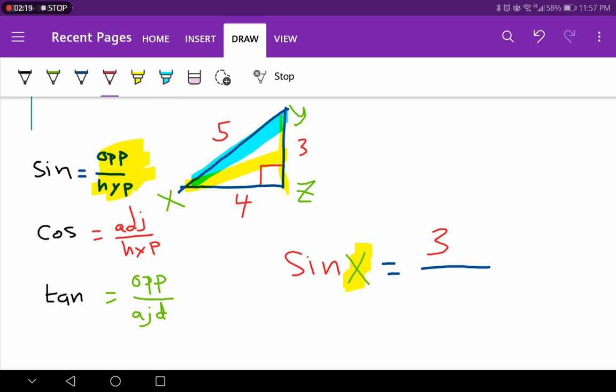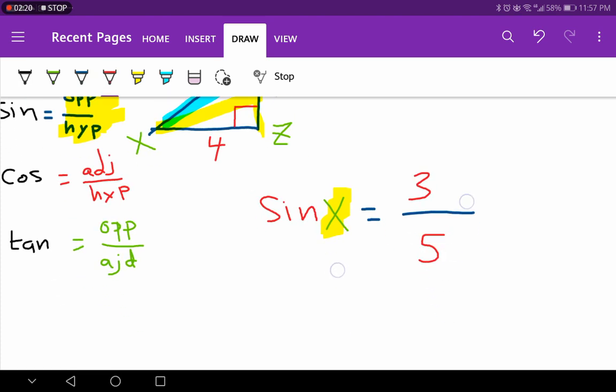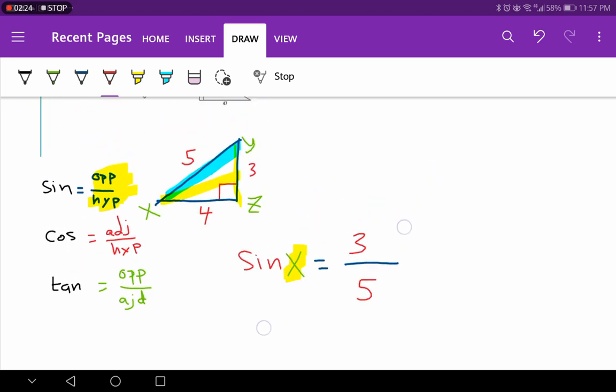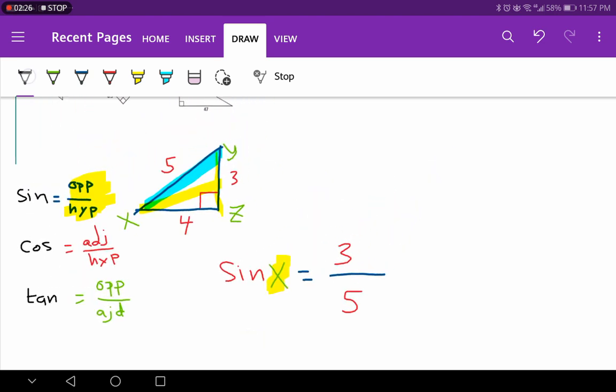Yes, great. Now what is the cosine here? I will find the cosine. Cosine of x equals the adjacent for x, the adjacent which is here, which is 4, over the hypotenuse, which is 5.